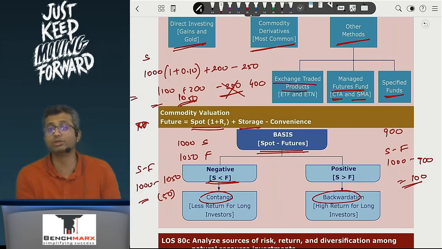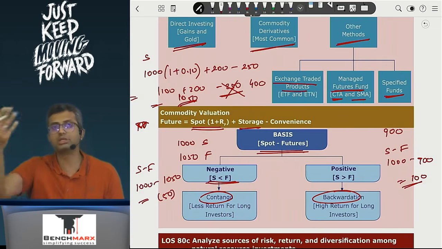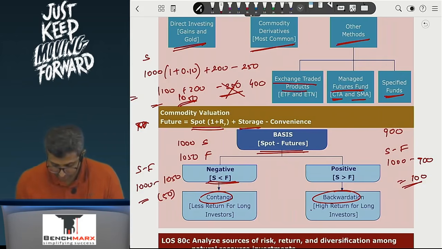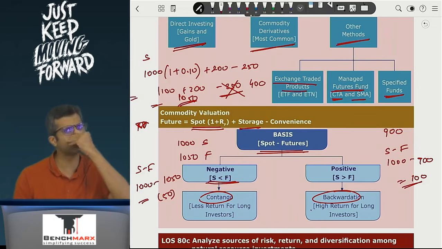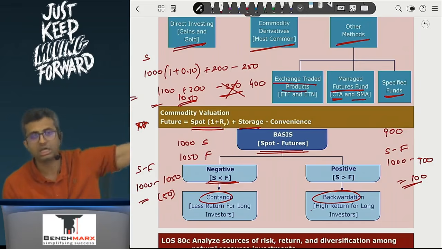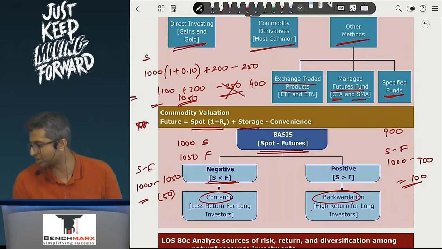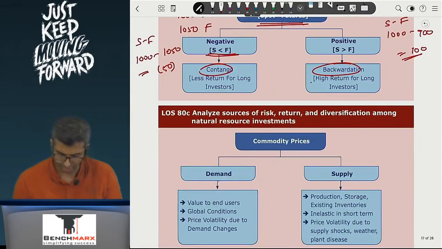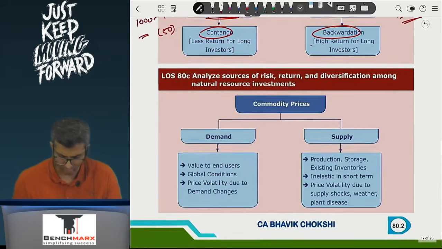This situation will usually arise if the convenience yield is very high. This contango is arising when obviously there is storage cost, there is cost of carry, and convenience yield does not exceed that. But if the convenience yield is much higher, then the situation is called a backwardation situation. This is also important over here.